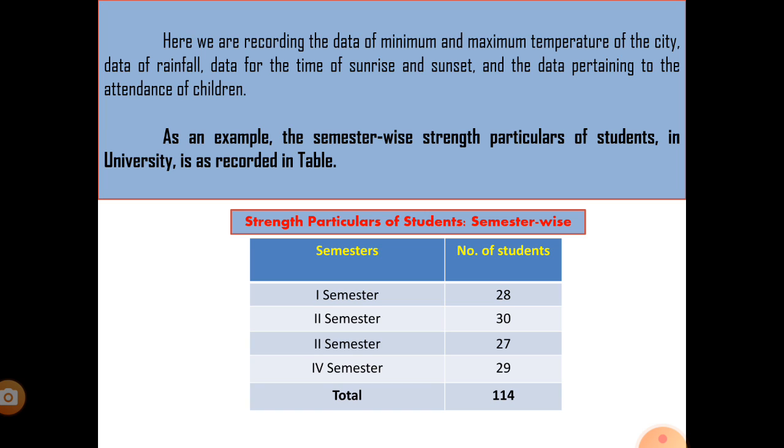Okay, strength particulars of the students semester wise: semesters first, second, third. Sorry, third is missing. Third semester, fourth semester. The number of students registered is 28 in the first semester, 30 in the second semester, 27 in the third semester, and 29 in the fourth semester. Total strength of the particular course, semester wise: 114 students are registered for the particular course in the university.